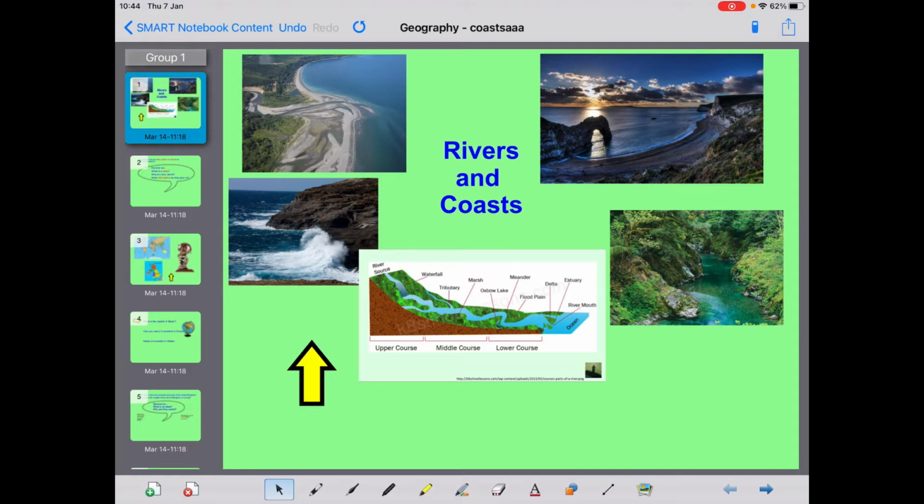Now geography is a science that tells us all about the world. So we'll be looking at the natural world, but also looking at things which are man-made and how humans impact on the world around us.